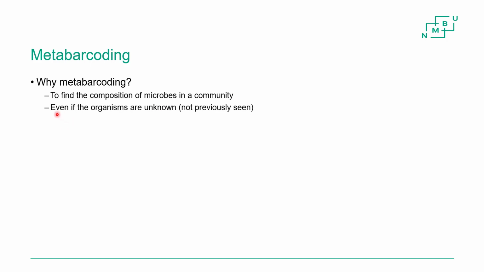And the point is that with metabarcoding we can find this composition even if the organisms are unknown. And this is the big sort of benefit, I would say, of this method. You can study new environments in a way that you cannot do with full metagenome sequencing. So what are the pros and cons if you compare metabarcoding versus the full metagenome sequencing?